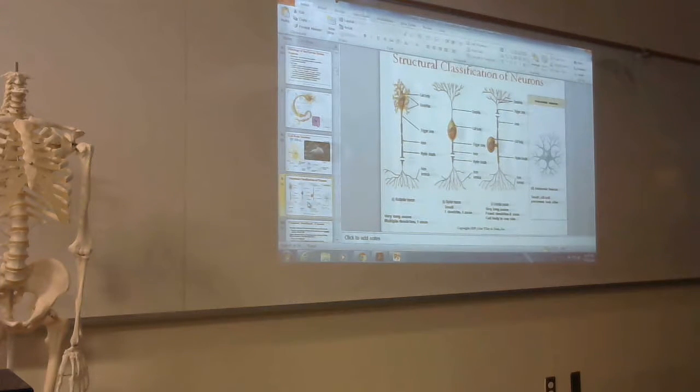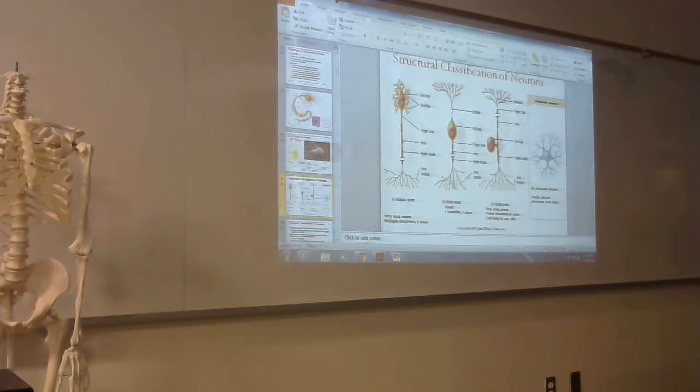multipolar, bipolar. You remember how you define that, right? You just look at the cell body. How many processes come out? Many. So you say multi. Here I see only two. I call this bipolar. Here there's only one. That's why it's called unipolar.